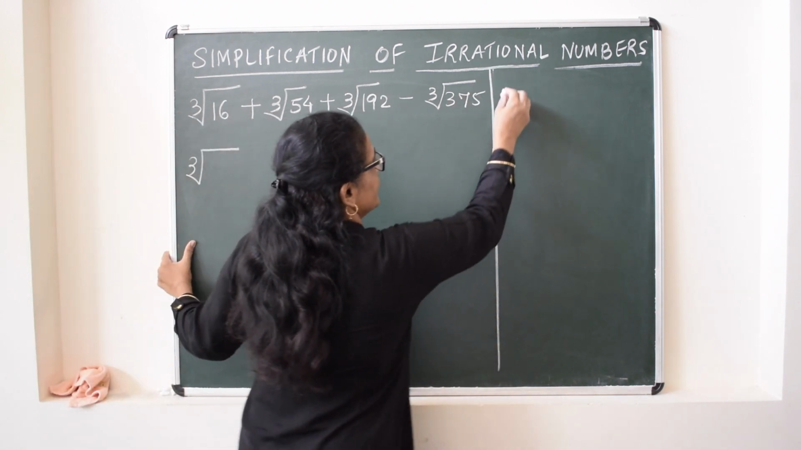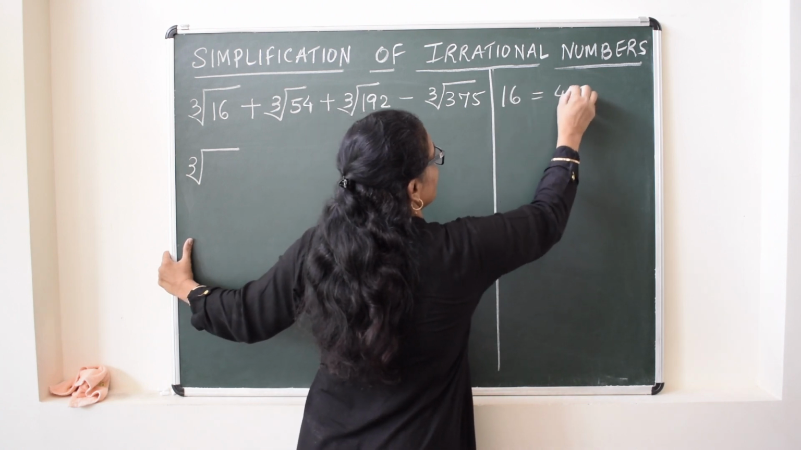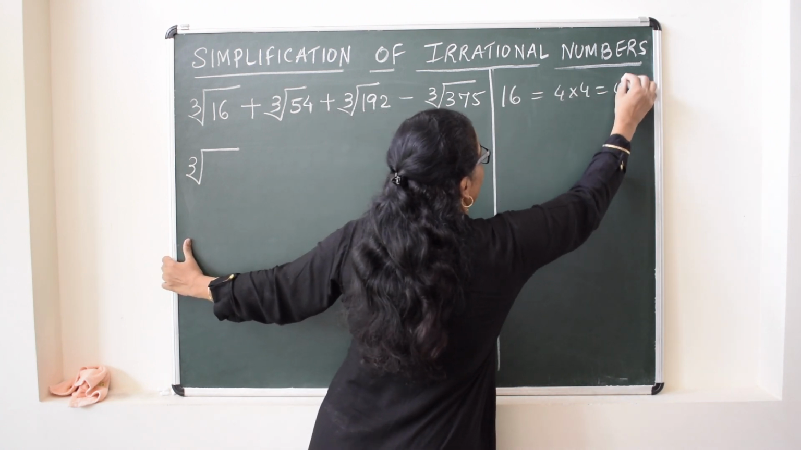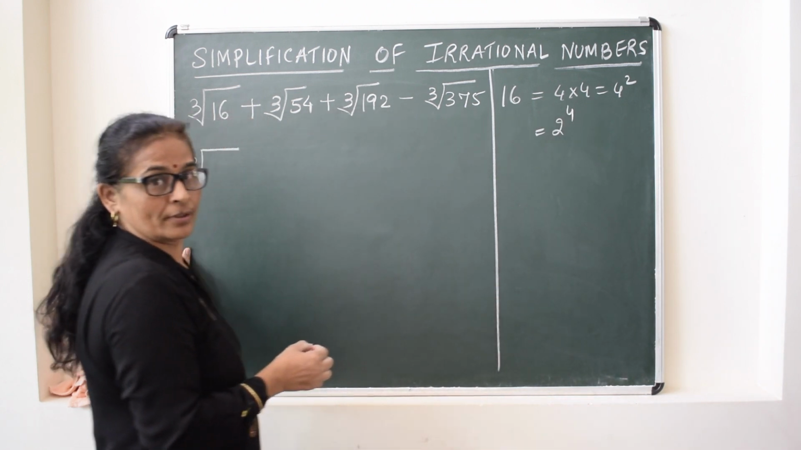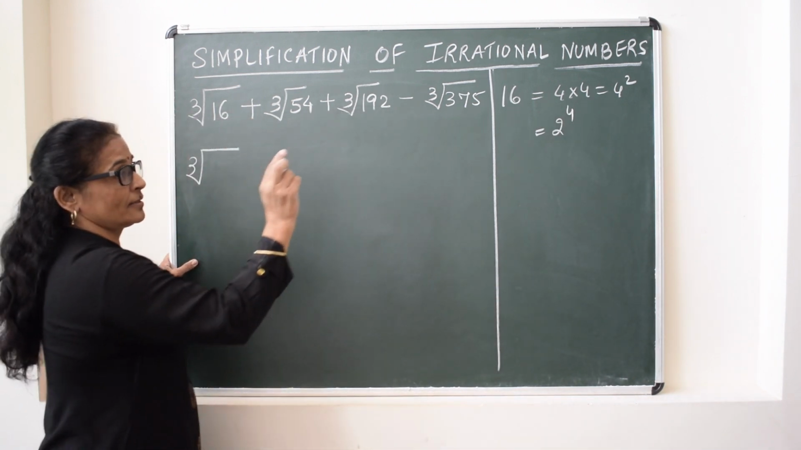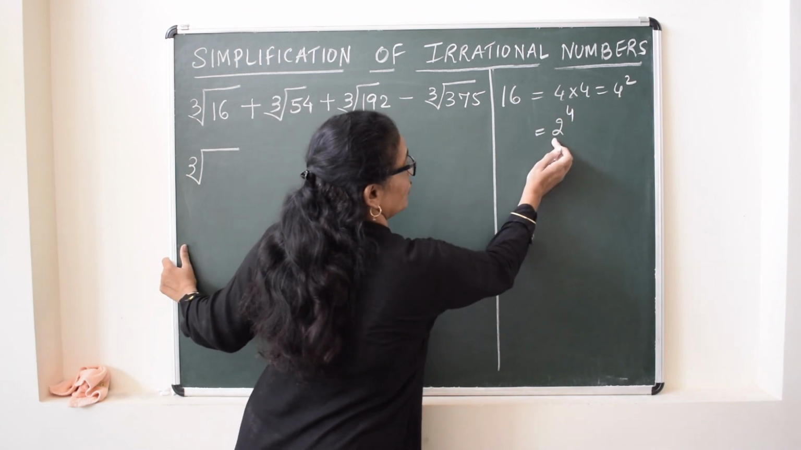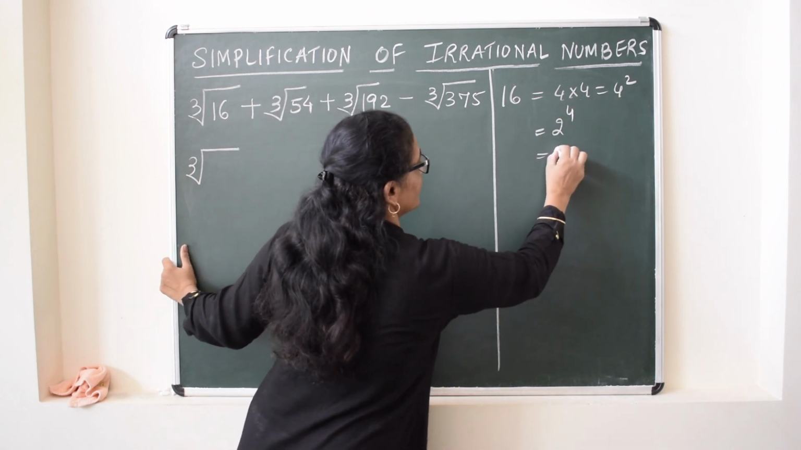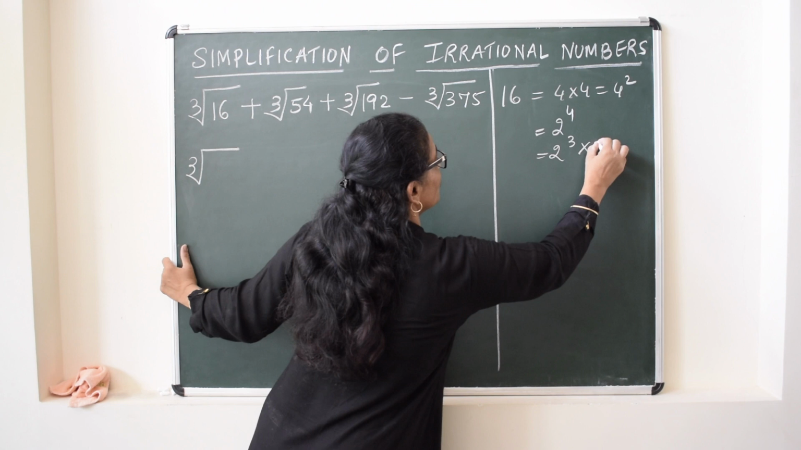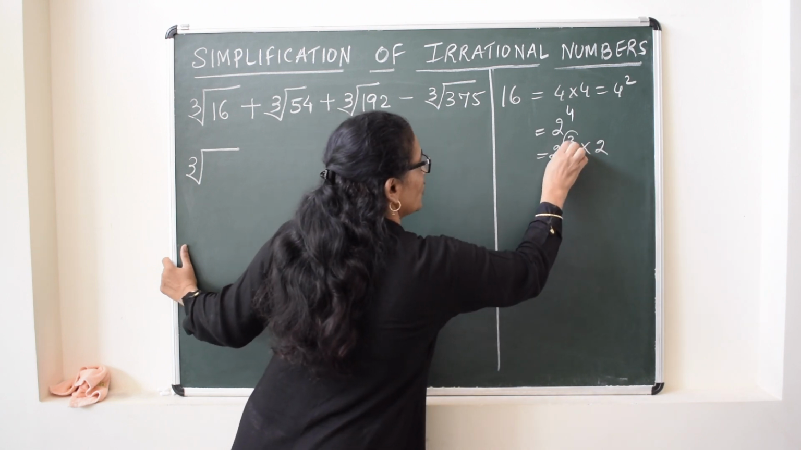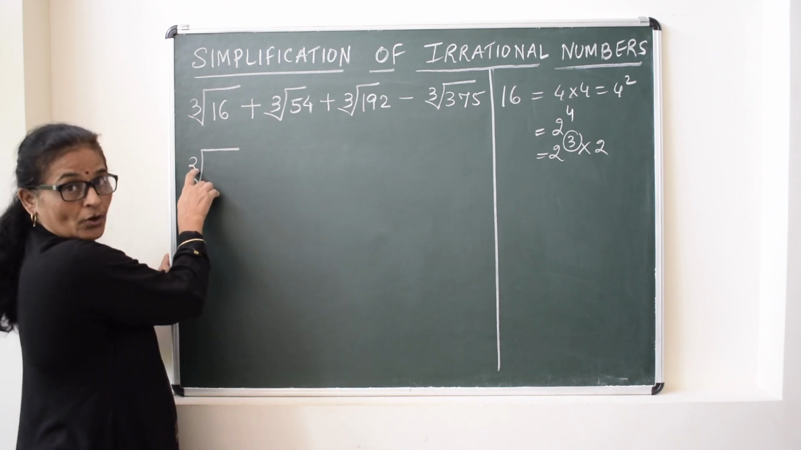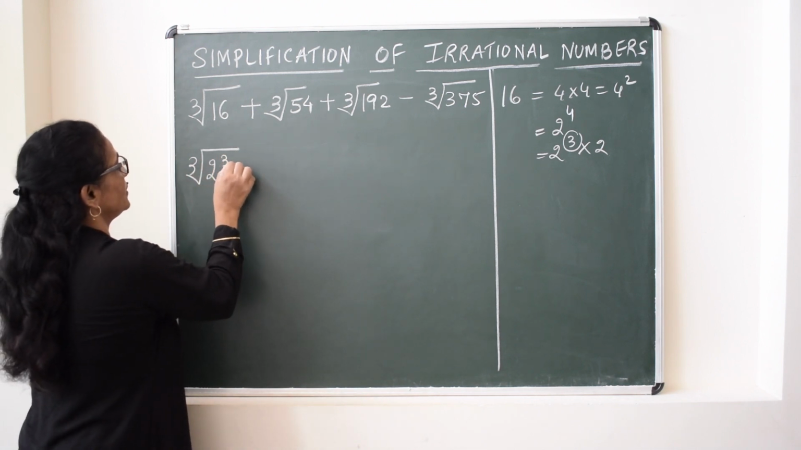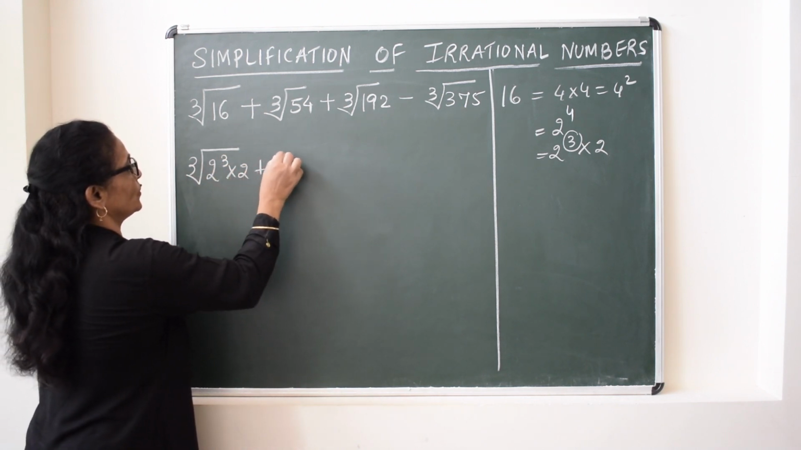Now 16 can be written as 4 square or further 2 to the power of 4. We will not write it as 4 square or 2 to the power of 4. Rather than that, we will write it as 2 cube into 2, because we have to match the power with the order. So this will be 2 cube into 2.